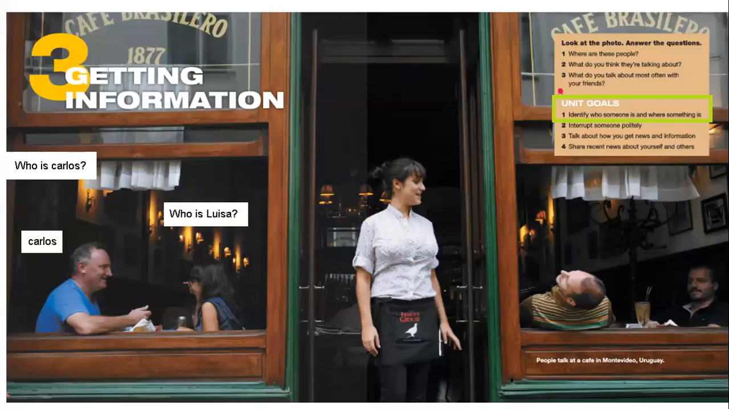So if I want to identify who someone is or where something is, we have to use certain grammar rules that are used in English to do this. Maybe some of you are familiar with this. For others, this is a new topic. So don't worry, in today's class we're going to talk about it and let's get started.